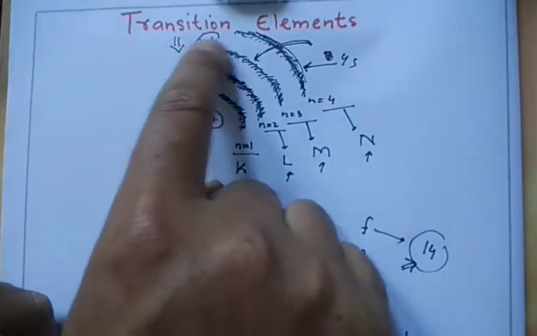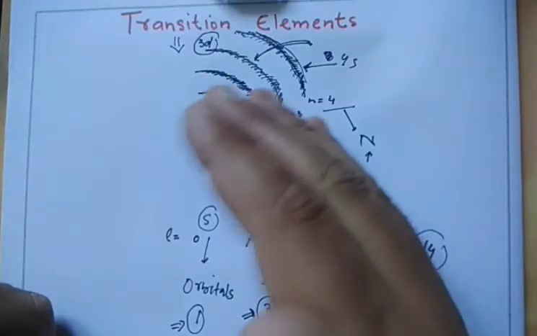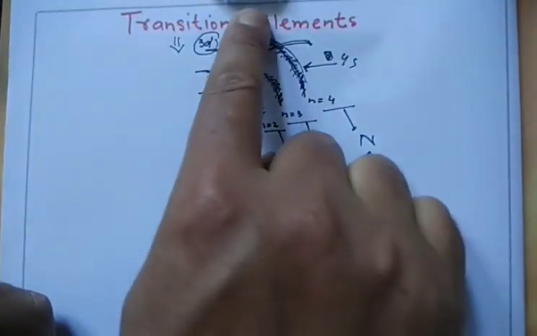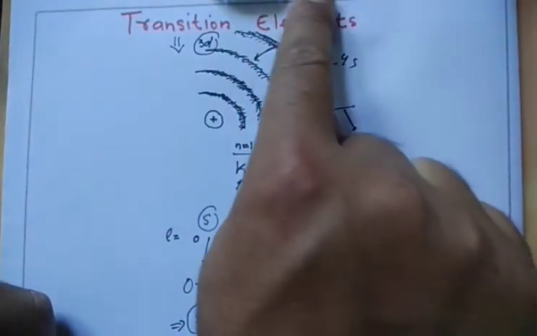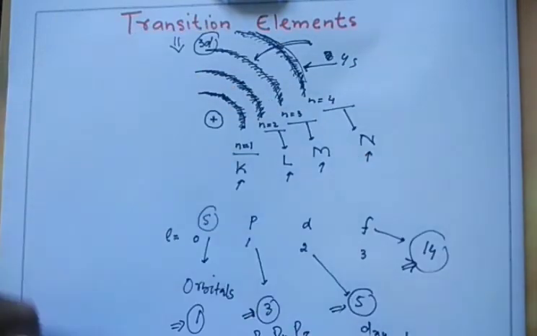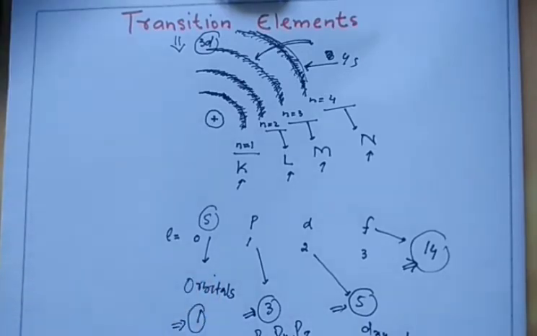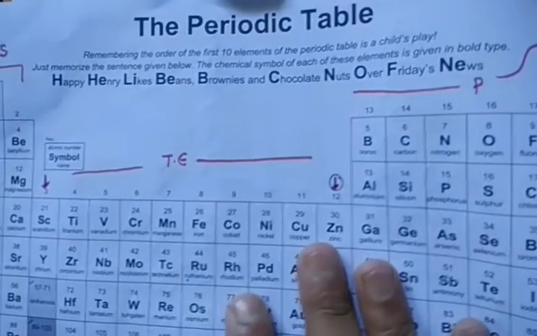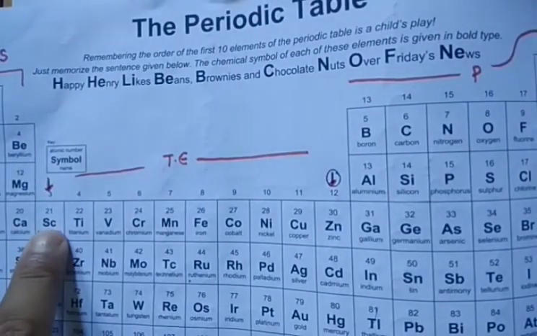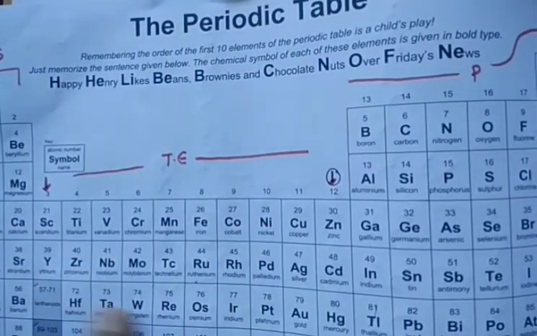In case of 4d, its radius will be more, the size will be more, so the 4d will be here. Likewise in case of the 5d series, the size will be here. So it depends on the principal quantum number, according to the size of the energy level or size of the orbital. So this is all about the basic understanding and definition of transition elements, which involve gradual filling of electrons in the d orbitals once you move from scandium to zinc and other transition series.